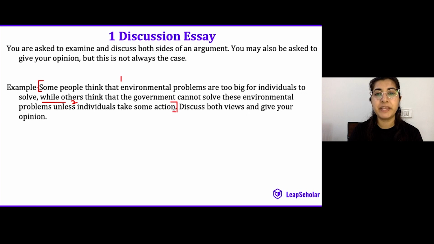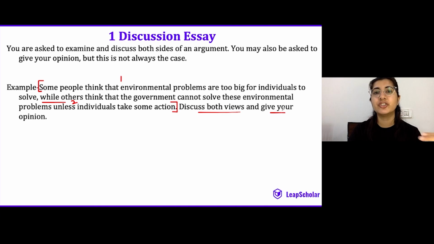So do you see what's happening in both the opposing views? One view says that individuals can't really do anything to solve such a huge problem, whereas the second view says that individuals do play a huge role and the government alone cannot do anything. So in a discussion essay, you will always have 2 opposing or 2 contrasting views, post which you need to discuss both of them equally and give your opinion sometimes. So for example, in this case, you are needed to give your opinion.